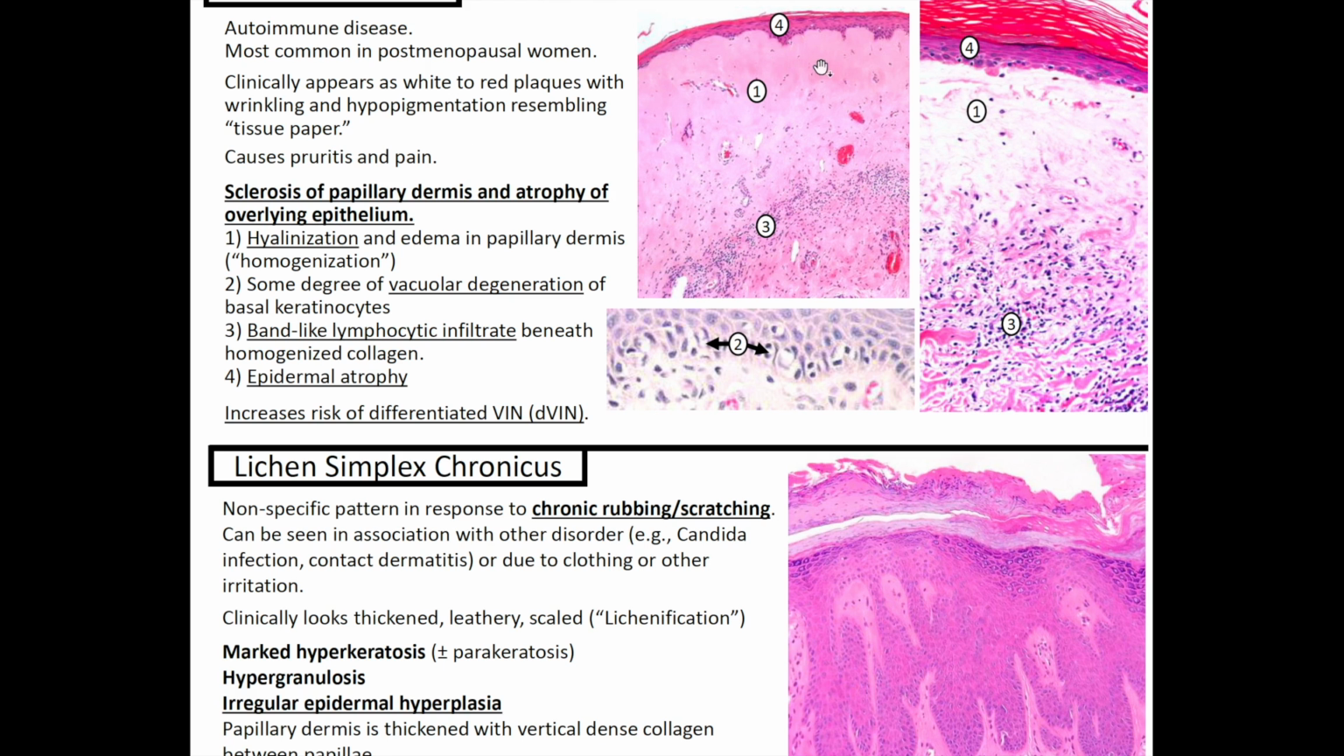So one in this image refers to the hyalinization and edema in the papillary dermis, also known as homogenization. Number two here points to some degree of vacuolar degeneration of the basal keratinocytes. Three is that blue or band-like lymphocytic infiltrate beneath the homogenized collagen. And four is that epidermal atrophy. So if you have atrophy of the epidermis, that homogenized collagen, and then that band of lymphocytic infiltrate, you want to think about lichen sclerosus. And lichen sclerosus increases the risk of differentiated VIN or DVIN.